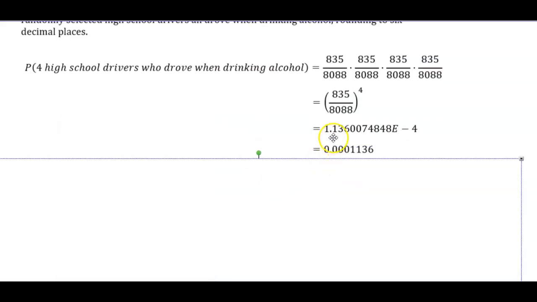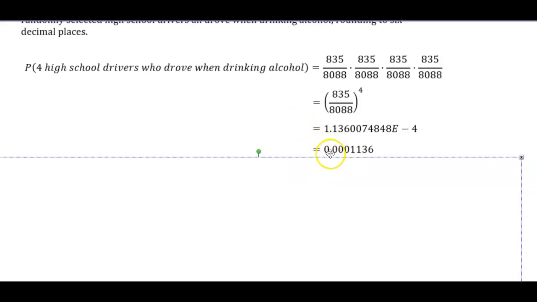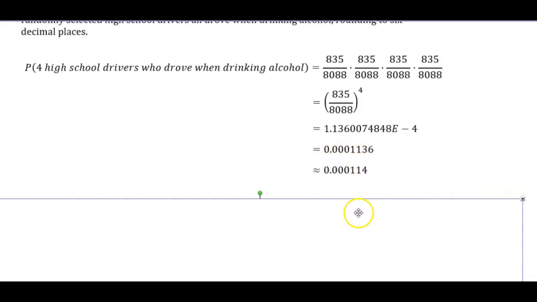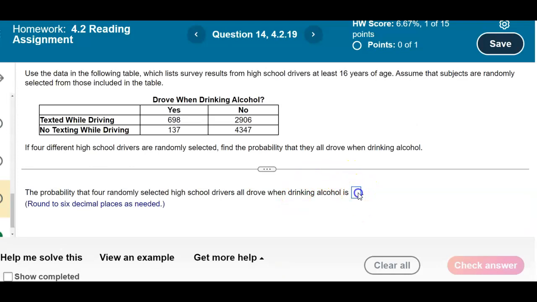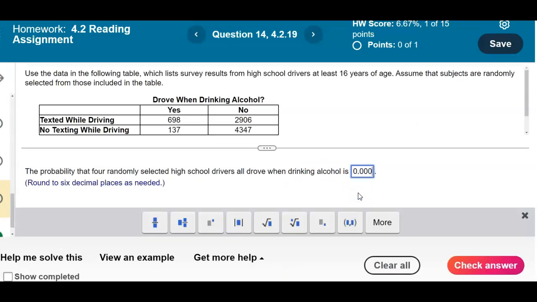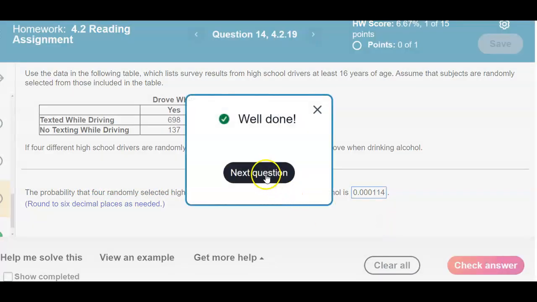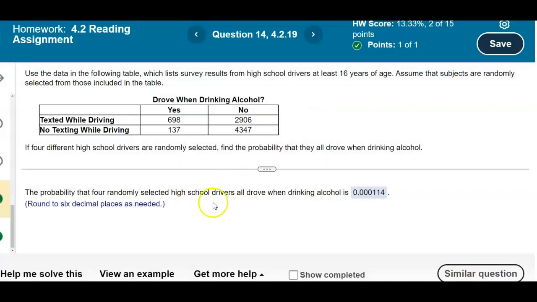So that means we need to move this decimal place over to the left 4 times. And so therefore, that's going to give us 0.0001136, and we need to round it to 6 decimal places. So therefore, we're going to get approximately 0.000114. Let's go ahead and put that answer in here. So 0.000114 would be the probability that 4 randomly selected high school drivers all drove when drinking alcohol.